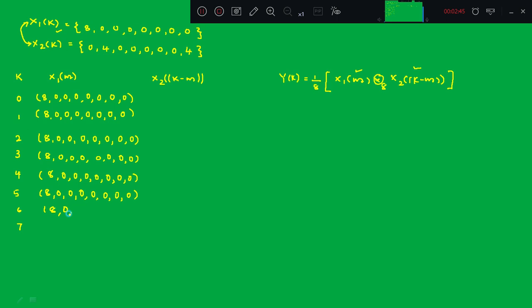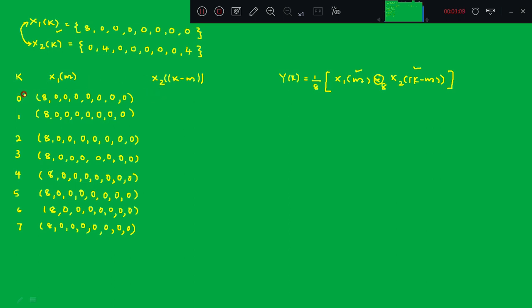Write 8 times, it takes some time because the sequence is lengthy. So next, here I will write the second sequence.